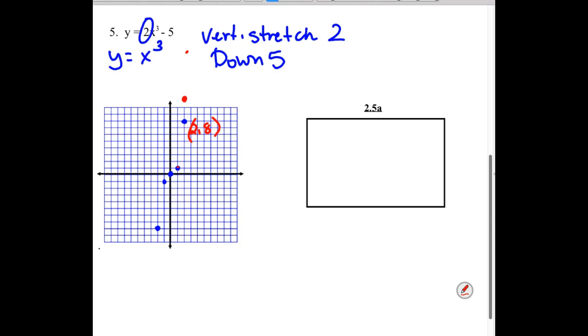This next point, all right, the 1, 1. If I make it twice as tall, it's now up here at 2 instead of at 1. And then I have to move it down 5. The center, the origin here, 0, 0. Times 2, 0 times 2 is still 0, but down 5. Our next point here, negative 1, negative 1. Doubling it puts me down here at negative 2, and then down 5.